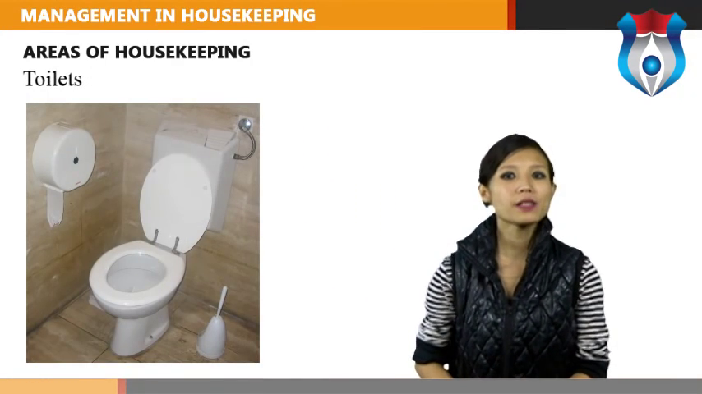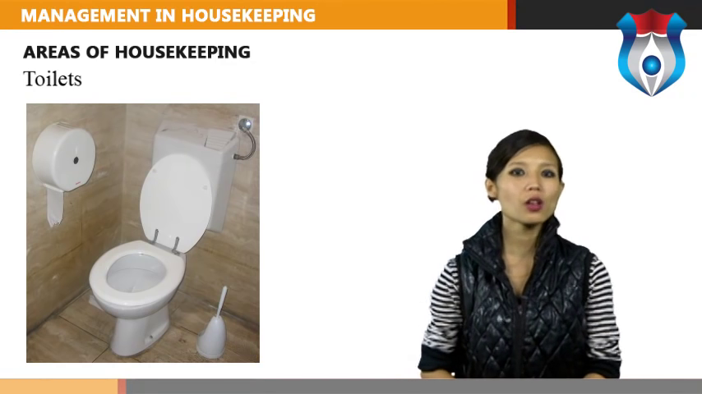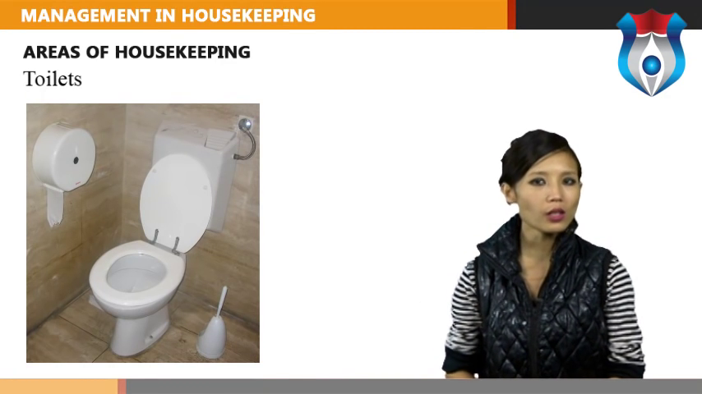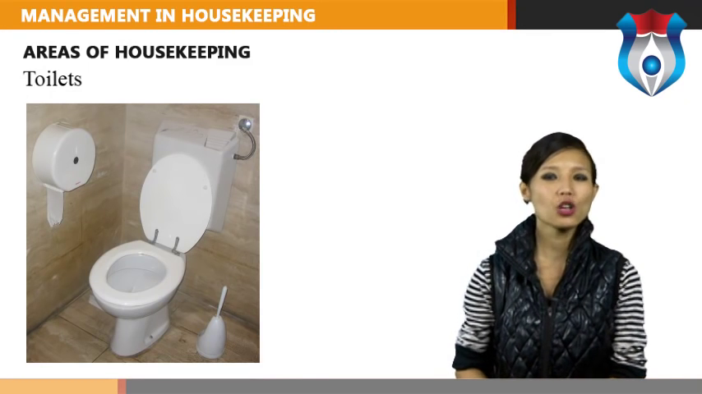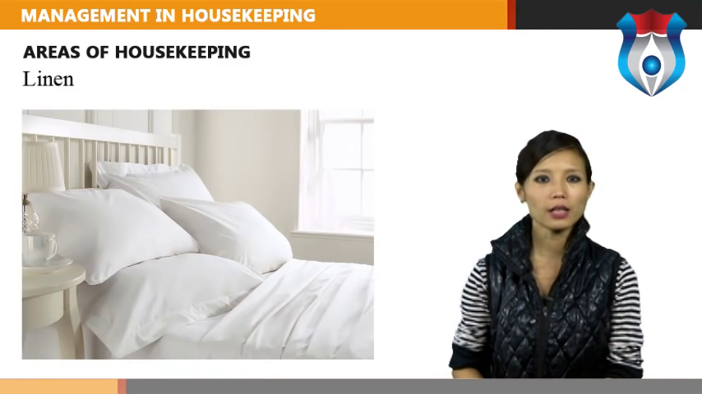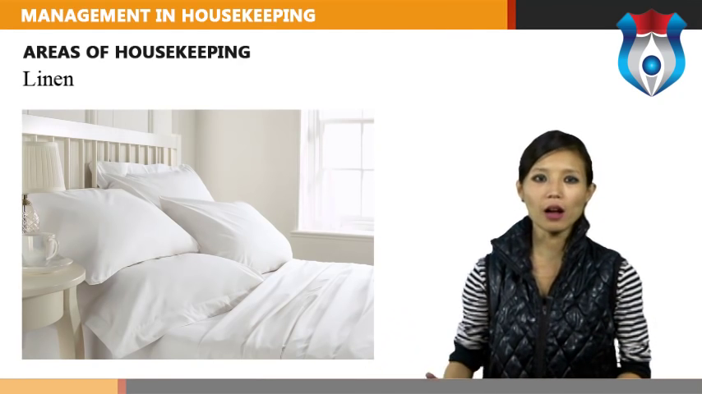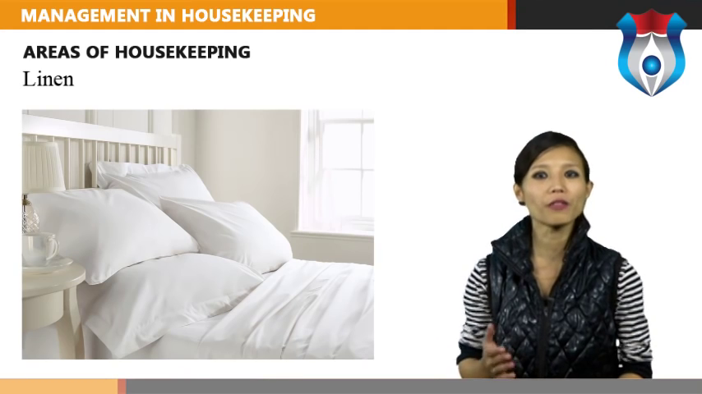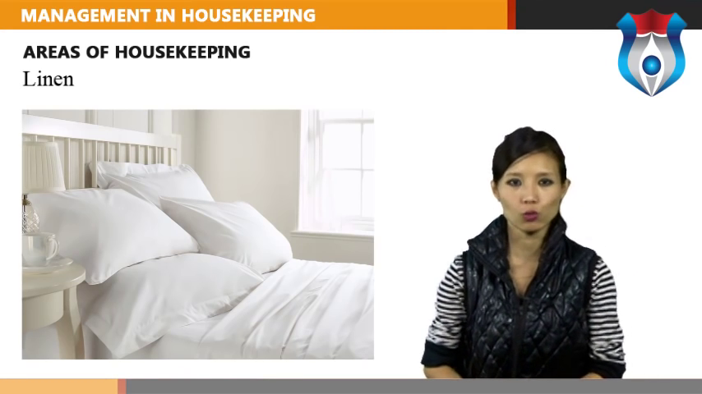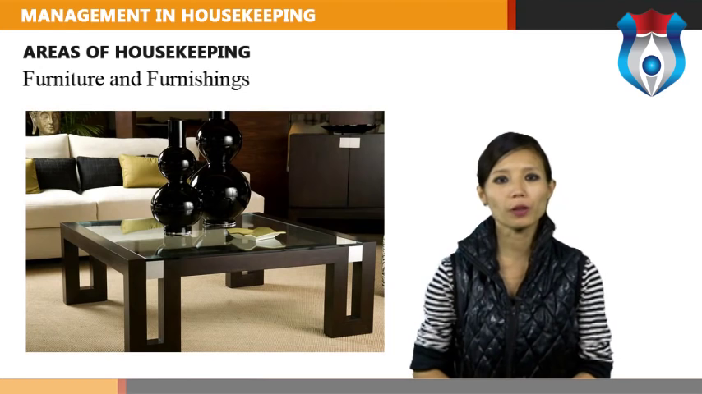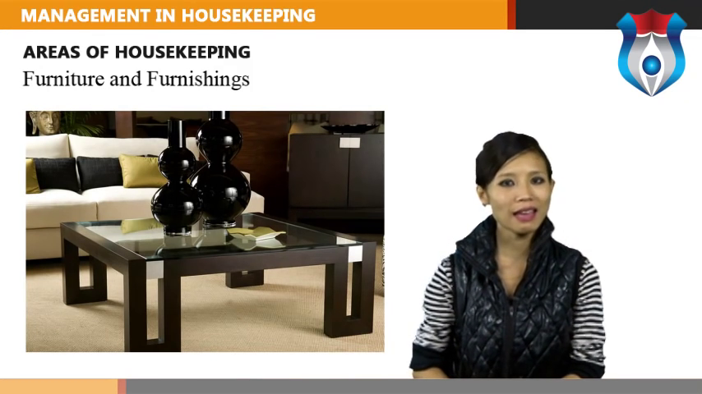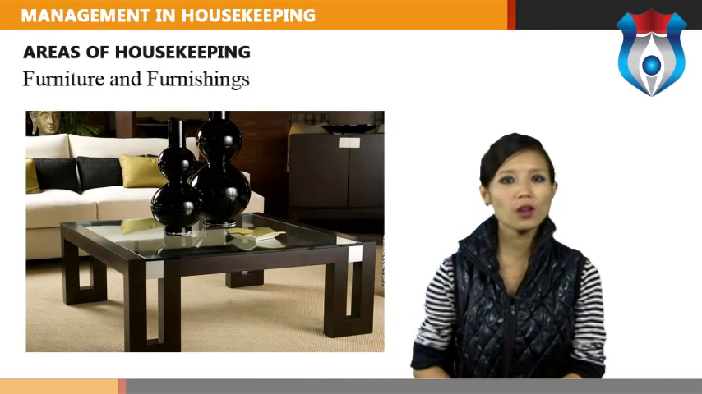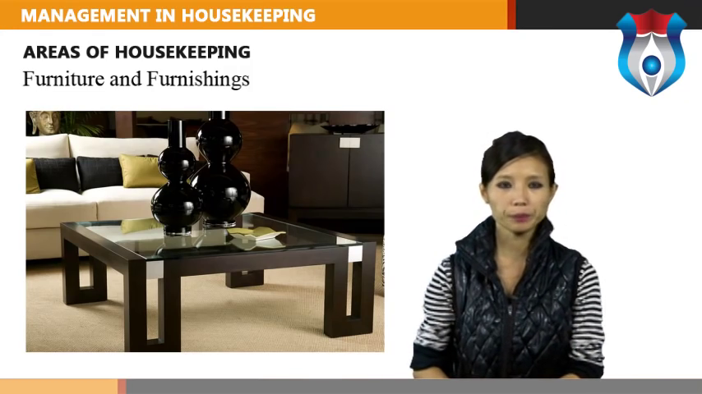Toilets: taps, sinks, water closet, geysers, water supply, electrical sockets and switches, supply of towels, toilet papers, toiletries, soap, shampoo, etc. Linen: table napkins, tablecloths, towels, bed sheets, bed covers, blankets, garments of guests, staff uniforms, etc. Furniture and furnishing: furniture, curtains, table lamps, tube lights, candelabras, bulbs, sofas, dining tables and chairs, etc.